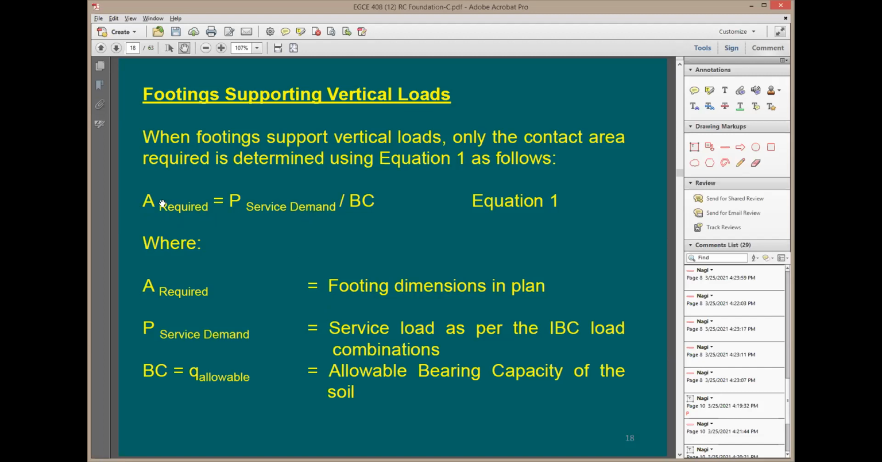Of course, the final area, my choice, is going to be a little bit larger because I want to be sure that the actual stress, which is Q, which is P over A, where this A is the final A that I provide for the footing, is going to produce stress which is lower than Q allowable.